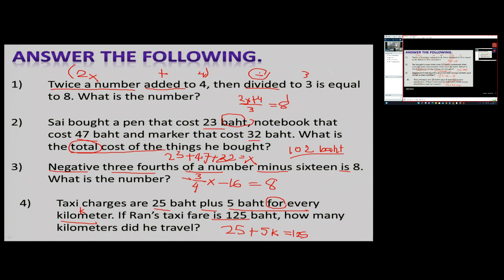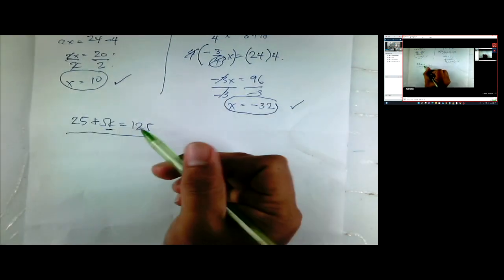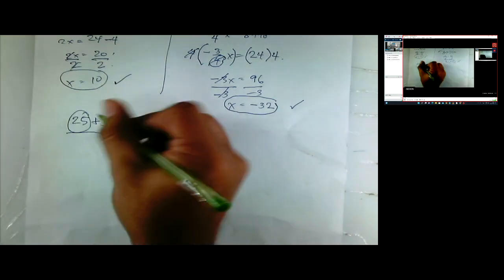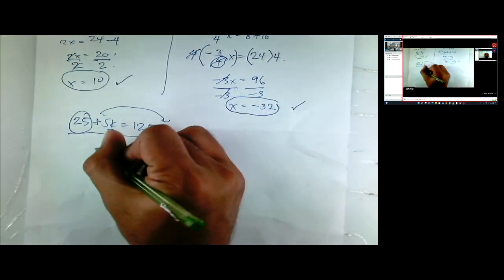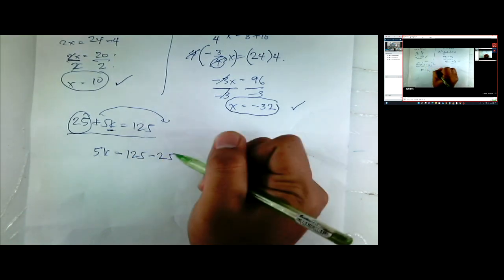And let us try to solve that. 25 plus 5K is equal to 125. Okay, let's have this equation. 25 plus 5K is equal to 125. Since the problem is asking for the value of K, which is the kilometers, you will put 25 onto the other side. 5K is equal to 125 minus 25.